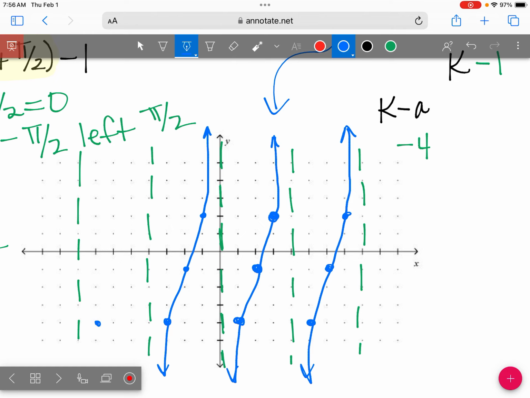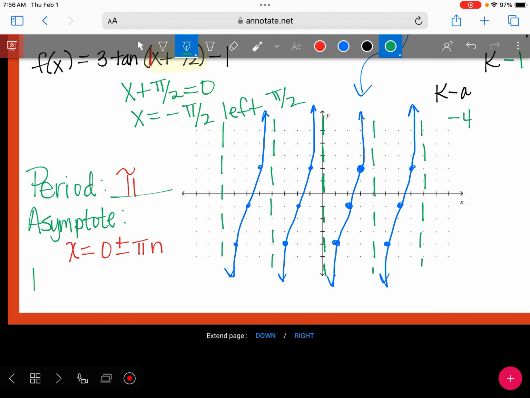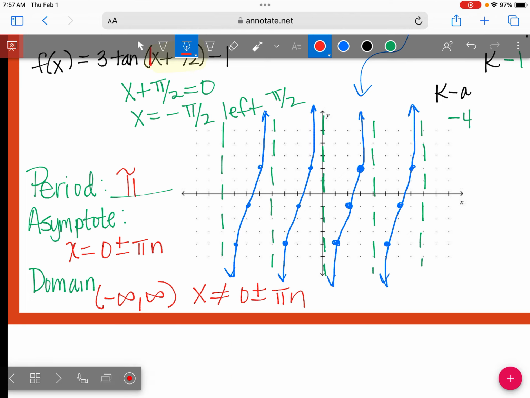And I have to remember to do that right now before I forget: change one of those graphs in my notes for next year to have an amplitude change so you all can see that in the notes. So my domain is all real numbers, except x cannot equal 0 plus or minus pi n, and my range is -infinity to infinity.